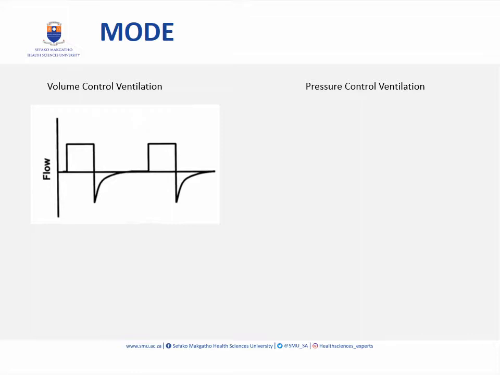So we have on the y-axis flow in liters per minute, and on the x-axis we have time in minutes. First of all, you note that the first deflection is positive, and that is inspiration. This is the breath that the machine is forcing into the patient, so there is forward flow. But then we see that the next little thing is a negative deflection, that is expiration, which happens passively.